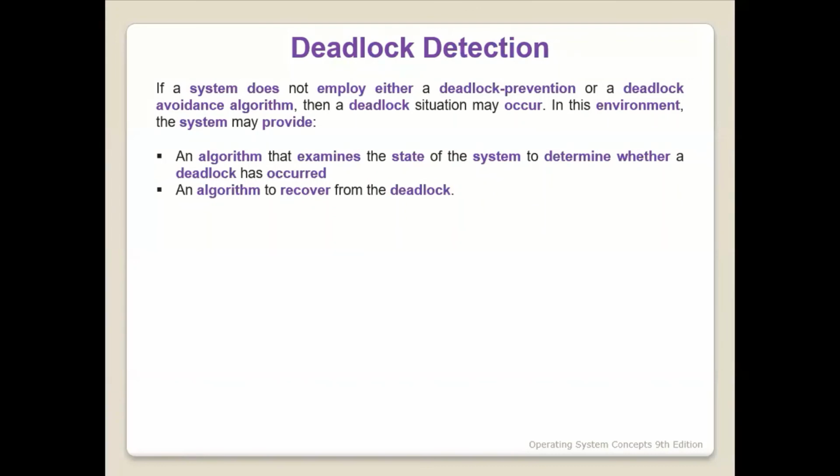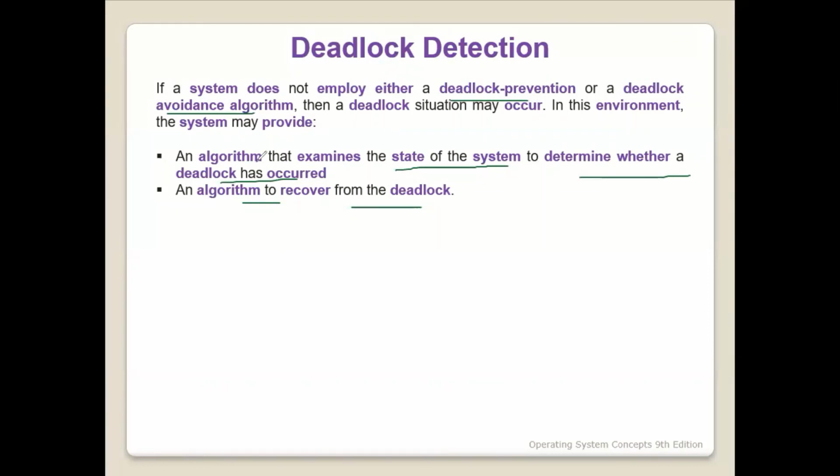So let's have a system. If it has an algorithm that examines the state of the system to determine whether a deadlock occurred or not, and then it needs to have an algorithm to come back from the deadlock. So let's assume your operating system doesn't have a deadlock prevention algorithm or deadlock avoidance algorithm. Never mind.